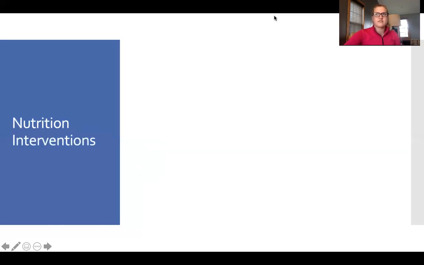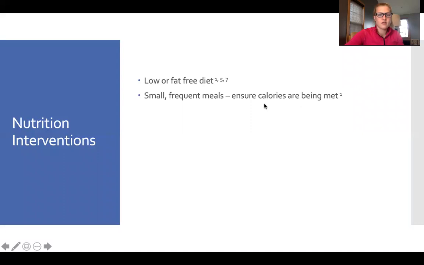So some of the nutrition interventions that have been done before is doing a low or fat-free diet. And later in a few slides, I'll talk about what a low or fat-free diet may look like. We want to encourage small, frequent meals to ensure the patients are getting adequate calories because, as you may know, fat contains a lot of calories compared to the other macronutrients. So if we're cutting these out, we want to ensure that they're getting enough calories throughout the day to support their healing needs or whatever else may be going on.